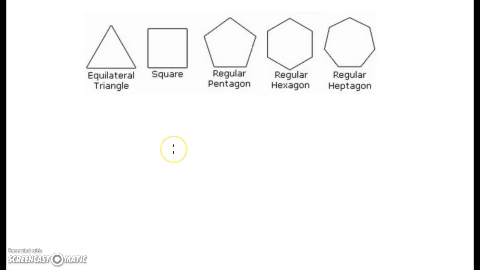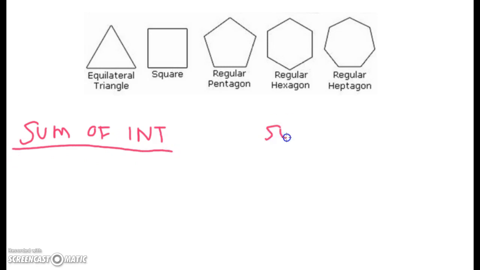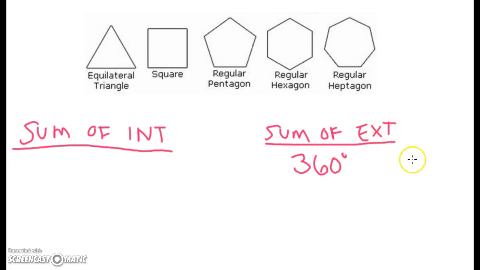All right, so the formulas that we need to know: the sum of the interior angles. We need to know the sum of the exterior angles. And I can go ahead and tell you right now the sum of the exterior angles, no matter what shape you're talking about, is always going to be 360 degrees. So that one's actually pretty easy. It's not really a formula, it's just a number. The exterior angles of a polygon always add up to 360.